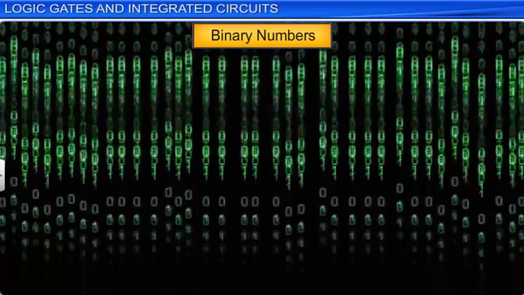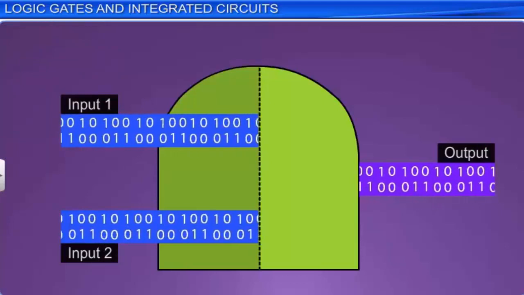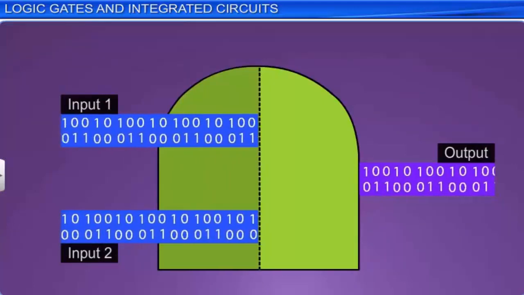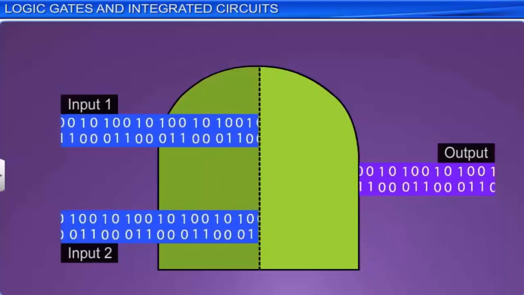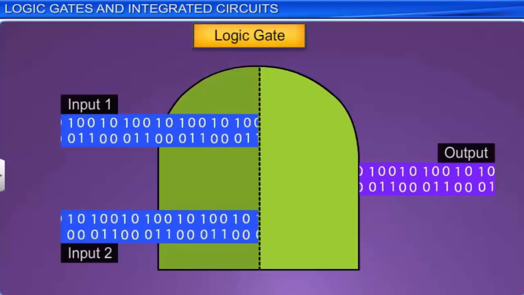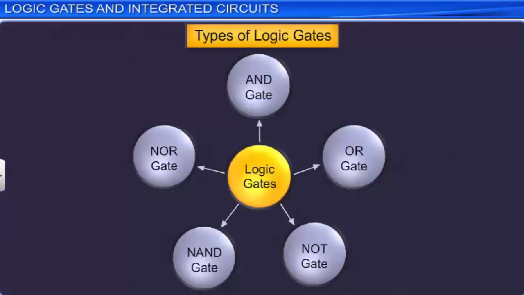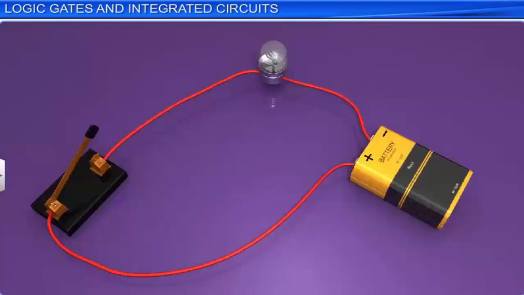Thus, digital signals consist of strings of zeros and ones called binary numbers. The circuits that control the flow of digital signals on the basis of a logical relationship between the input and output signals are called logic gates. The 5 commonly used logic gates are the AND, OR, NOT, NAND, and the NOR gates. Let us use simple circuits of one or more switches and a bulb to understand logic gates.